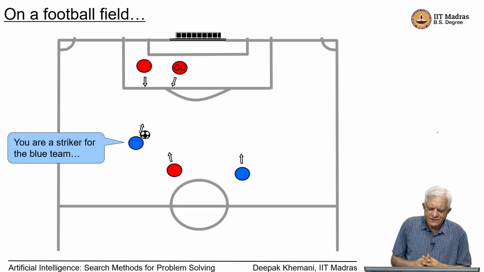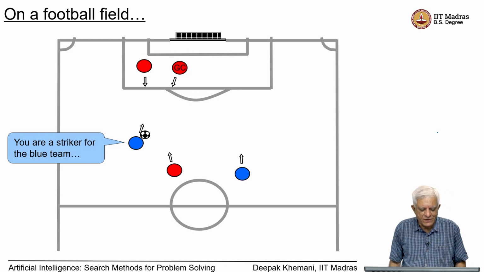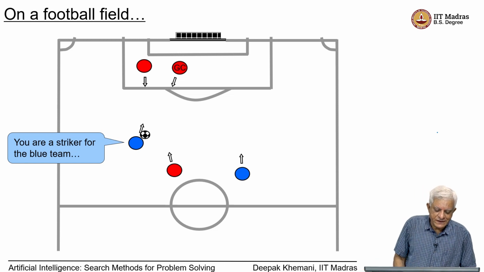So, let us start with a popular sport on a football field. Let us say that you are a striker as shown in this figure. There are two teams, the blue team and the red team, and you are the striker for the blue team. You have the ball, and at every instance you have to make some decision. So, in some sense at every instance you have a problem to solve and you have to make some decision.